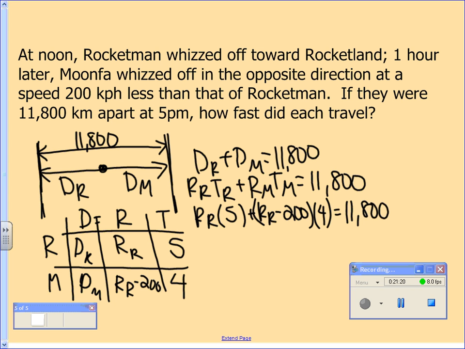Any questions on this one? Here? Is that what you're talking about? RR minus 200? Because Moonfa whizzed off going 200 less than Rocket Man. So the 4? Oh, his time was 4. Any other questions so far?